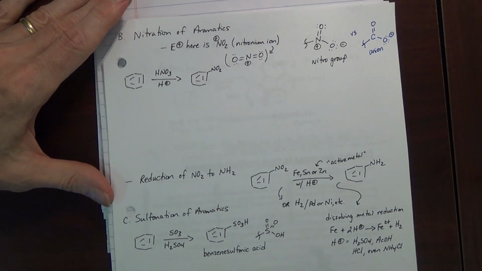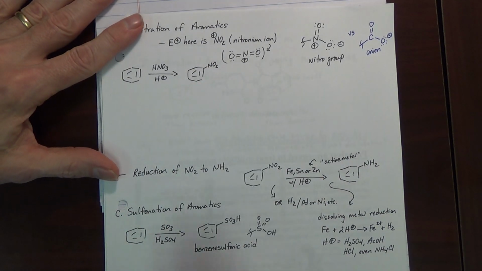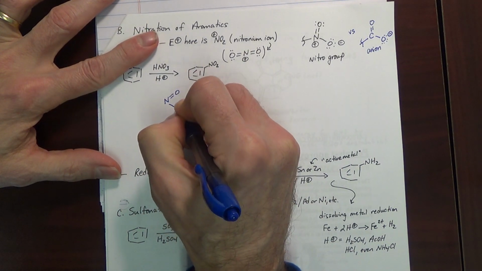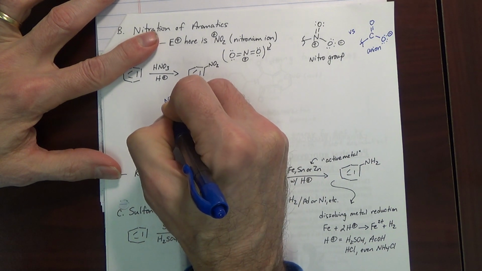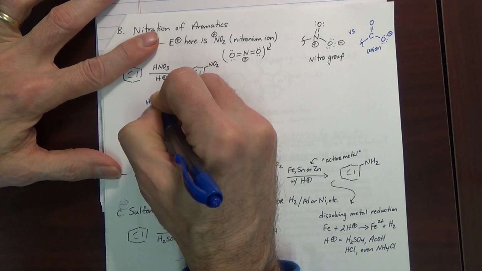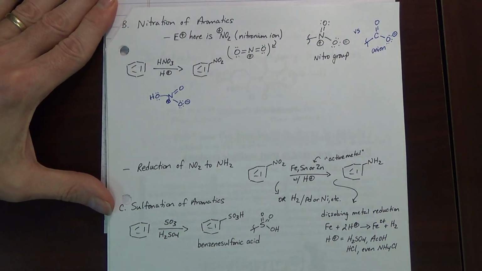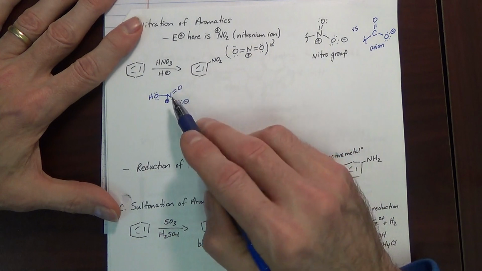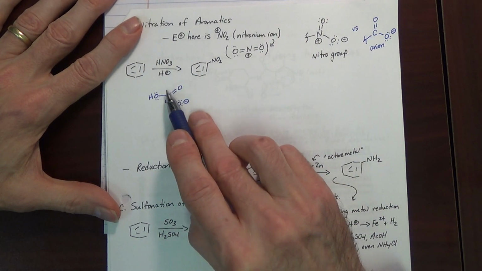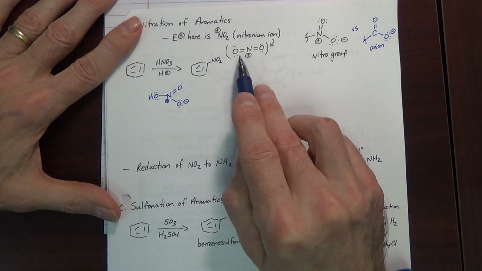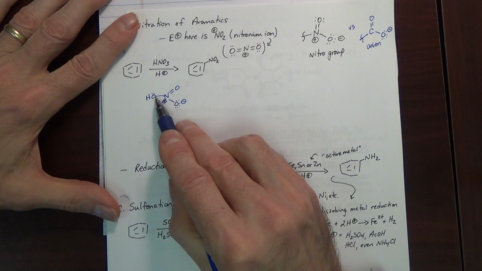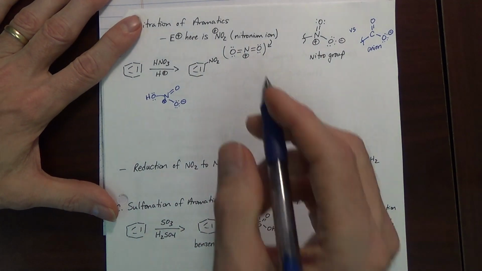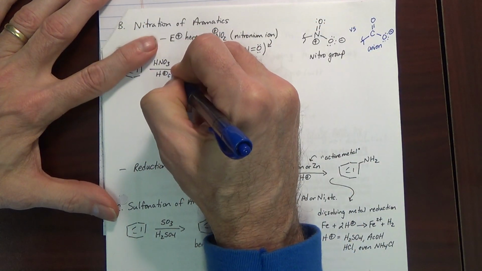Okay, so the nitronium ion is our electrophile, but we need to know how to form the nitronium ion. Now, nitric acid has a Lewis structure that looks like this. HNO3. And you see, to get to the nitronium ion, what do we need to lose? We need to lose an oxygen. The oxygen here, the OH group, needs to leave. How do you make OH a better leaving group? You protonate it, and that's why we typically use an H plus catalyst here.